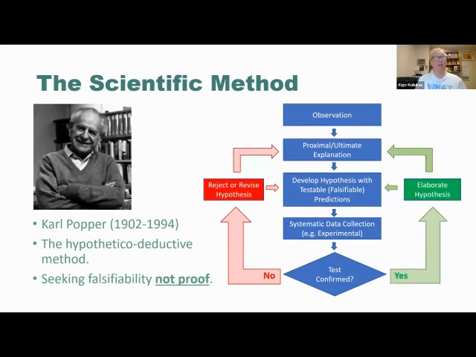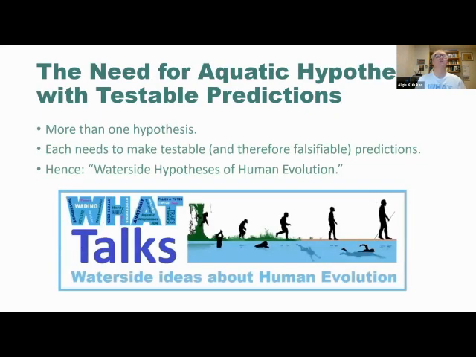If the test is okay, then you elaborate the hypothesis. You might go into more detail, you might pose another question, or you might revise it in a different way, making it go a bit further, in little baby steps, until you get a really robust hypothesis. So this is the scientific method in a nutshell, and this is what I try to apply to the so-called aquatic ape theory and the wading hypothesis. Aquatic hypotheses are a little bit too vague, and there are many of them, which is why I came up with the term waterside hypotheses of human evolution. There are lots of different ideas, and I think each of them can be phrased in a way that can be falsified and then tested properly. That's the idea of the whole thing.